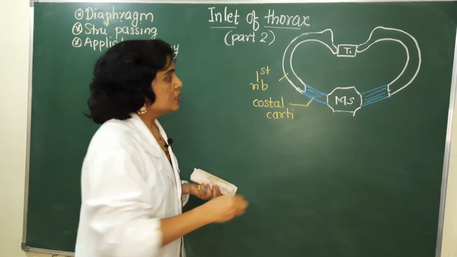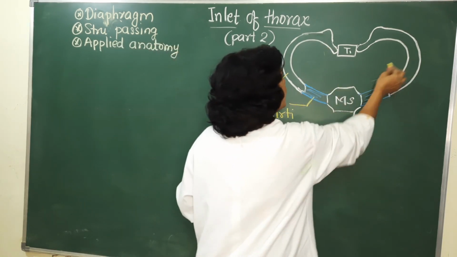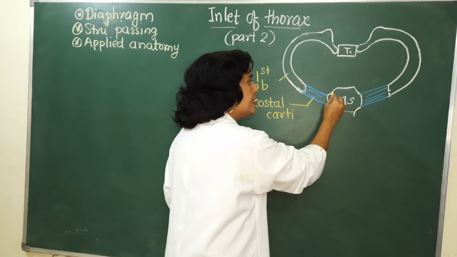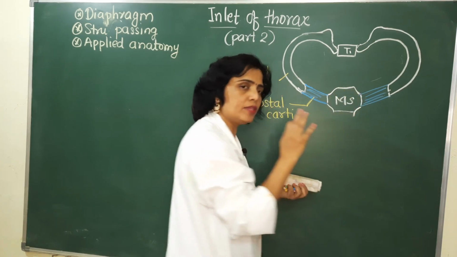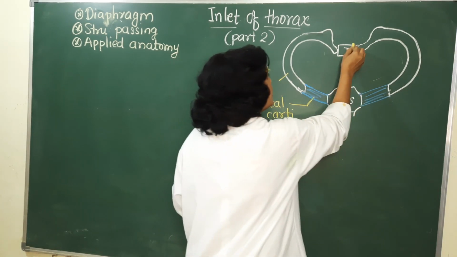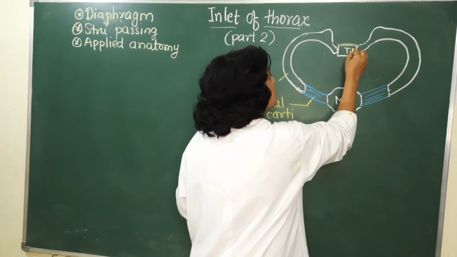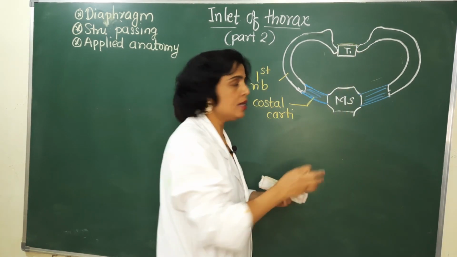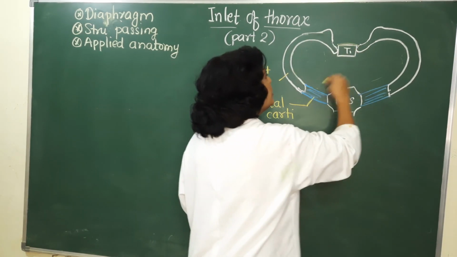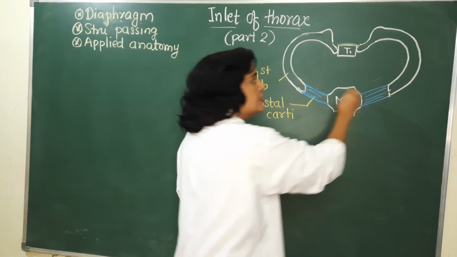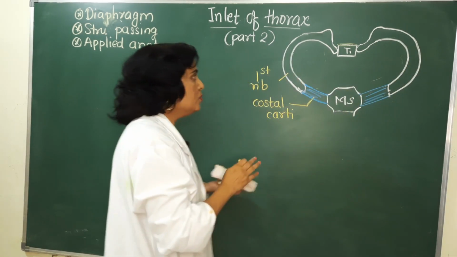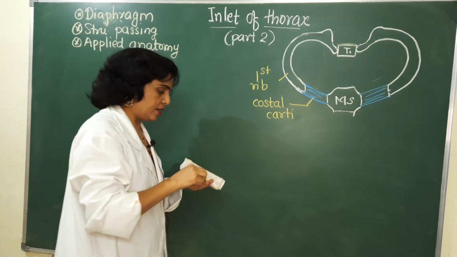So this is the boundary of the inlet of thorax. Anteriorly it is bounded by the upper border of the manubrium sterni, posteriorly by the superior surface of the body of the first thoracic vertebra, and on either side by the inner border of the first rib and its costal cartilage. Now we are going to see about the diaphragm.